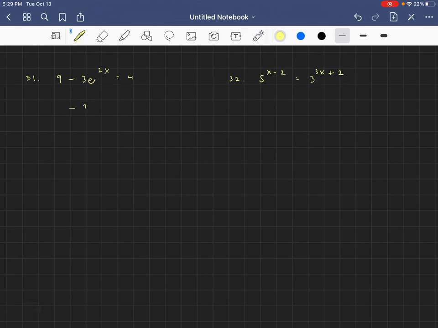I'm going to remove this 9. Subtract it, I get -5. I'm going to get rid of the -3. -3 into a -5 will be a positive 5/3. I'm going to go exponential, or logarithmic. Because I have an e, I'm going to throw natural logs at the two sides.